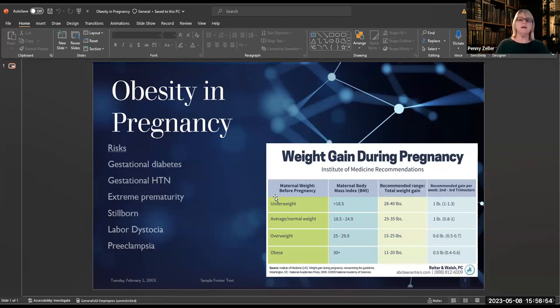So she's at risk for that as well. She's at risk for developing diabetes during the pregnancy, or developing hypertension during the pregnancy, delivering her baby extremely premature. And then of course, difficulty with labor, dystocia, preeclampsia. So obesity is not a good condition to be in when you get pregnant. So that's why preconception counseling is really important, because we want a woman with a BMI greater than 30 to lose some weight before she gets pregnant.